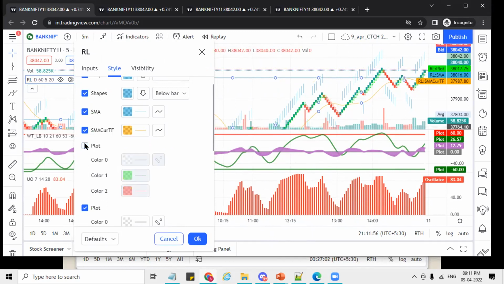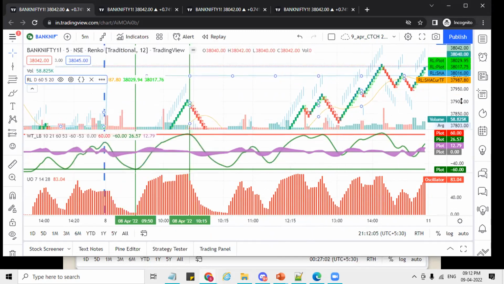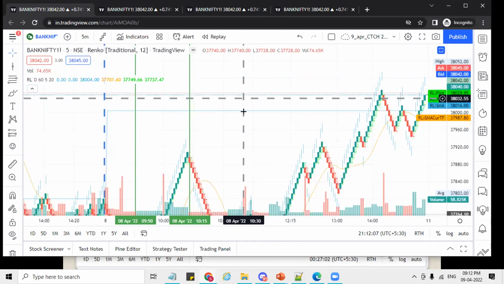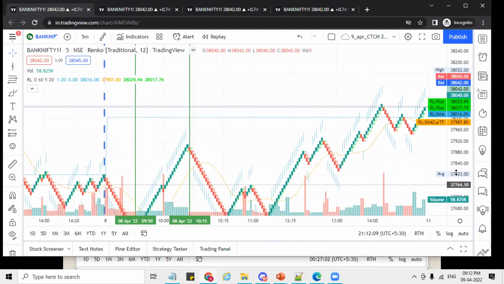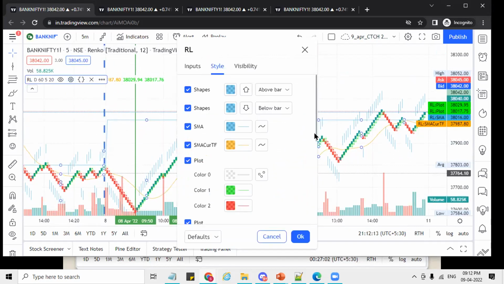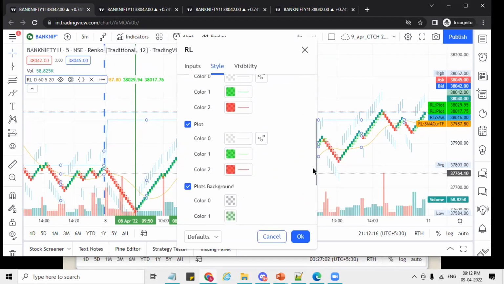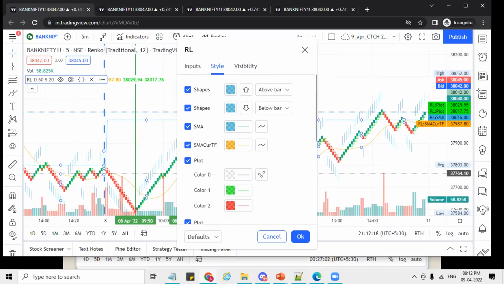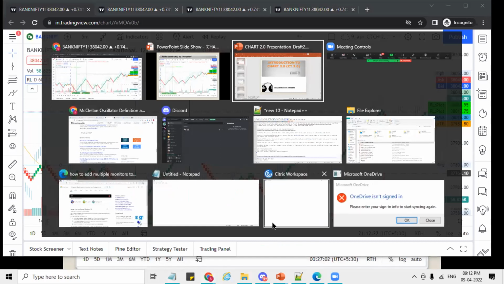There are other parameters like the upper band plot and the lower band plot, which are drawn here against each Renko chart. Probably I will zoom in a little bit here. And this is basically the configuration for this. So this is all about the Renko.